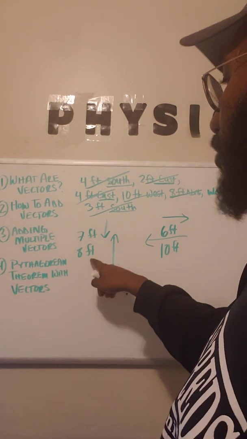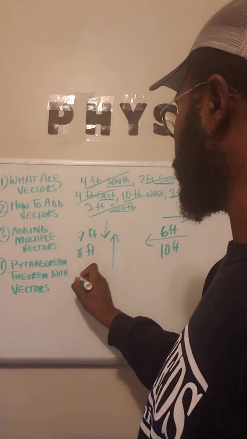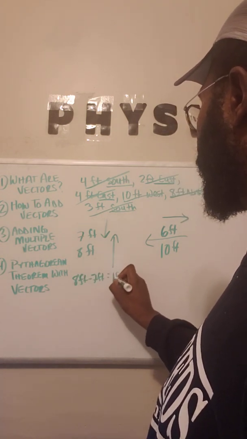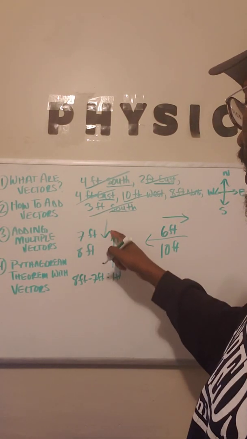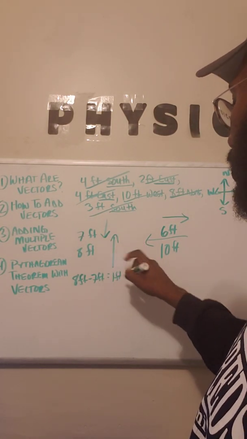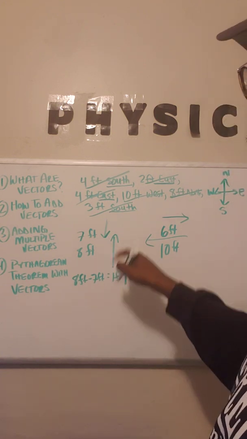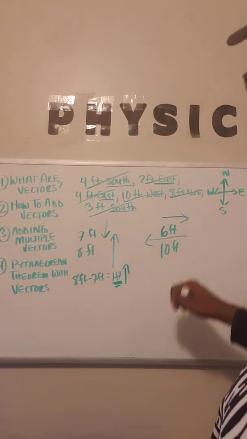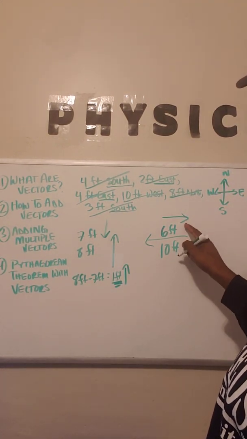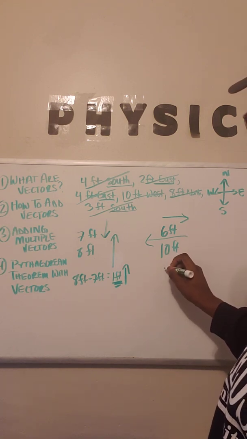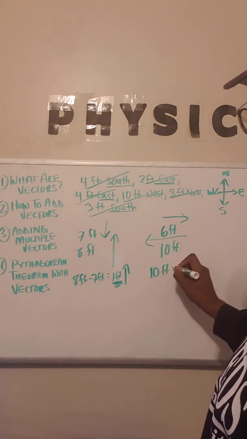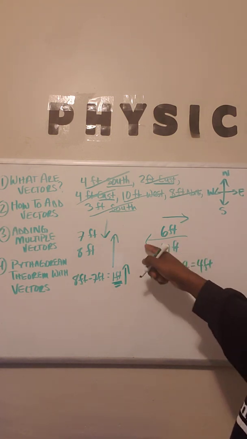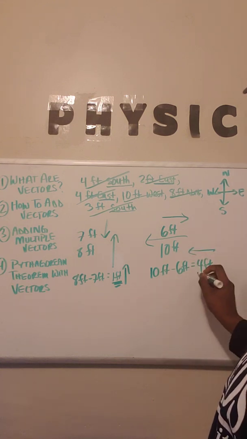So again, when subtracting, I want to start with the larger vector. So I'm going to do 8 feet minus 7 feet. That's going to give me 1 foot. And then I am going to take the direction of the larger vector, which is the 8. So it's 1 foot north is my final answer for the north-south plane. Now for the east-west plane, I have 6 feet going east, 10 feet going west. So start with the larger vector. 10 feet minus 6 feet is going to equal 4 feet. And use the direction of the larger vector. So that's 4 feet west.